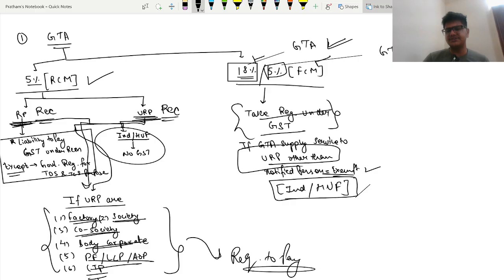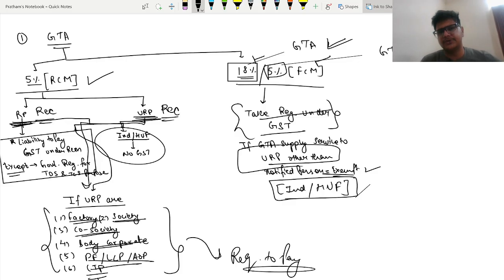If the GTA provides services to a factory, society, cooperative society, body corporate, partnership firm, AOP, BOI or CTP, then in such a case, even though that person is unregistered, he has to charge GST on his bill and pay it to the government. All the responsibility in case of forward charge is on the GTA. The recipient has no responsibility.